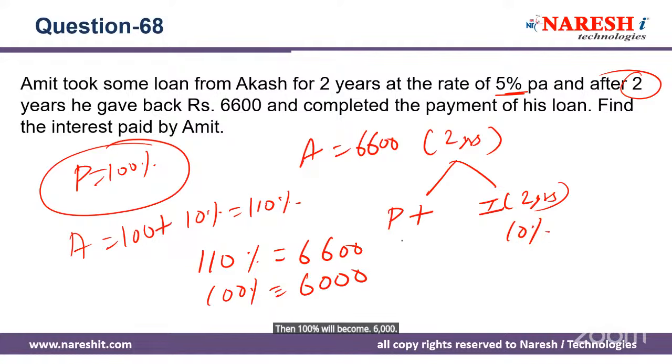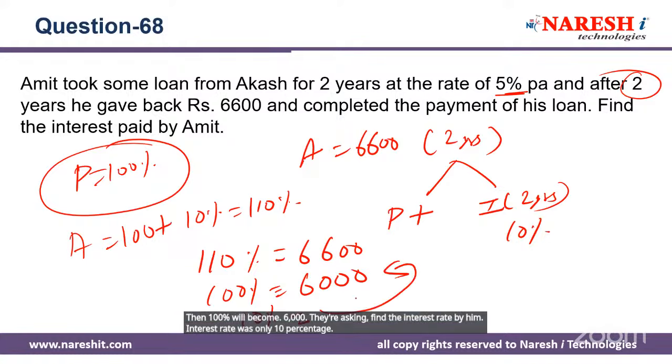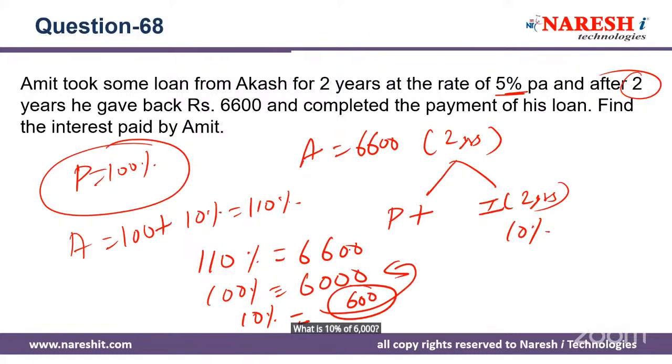They're asking to find the interest paid by him. Interest paid was only 10 percentage. What is 10% of 6,000 rupees? That is the interest paid.